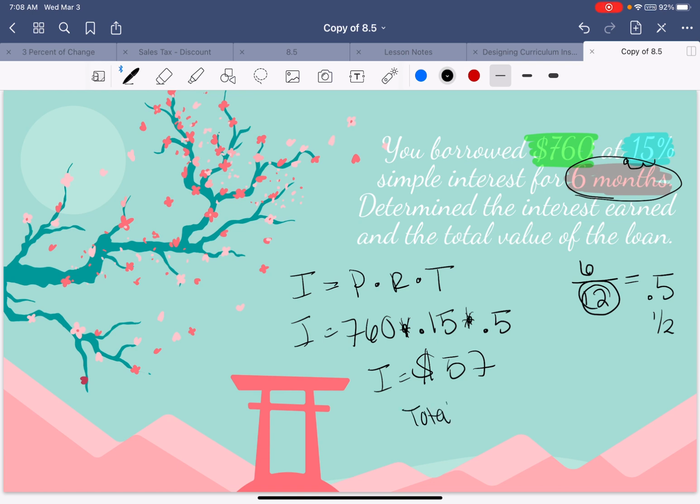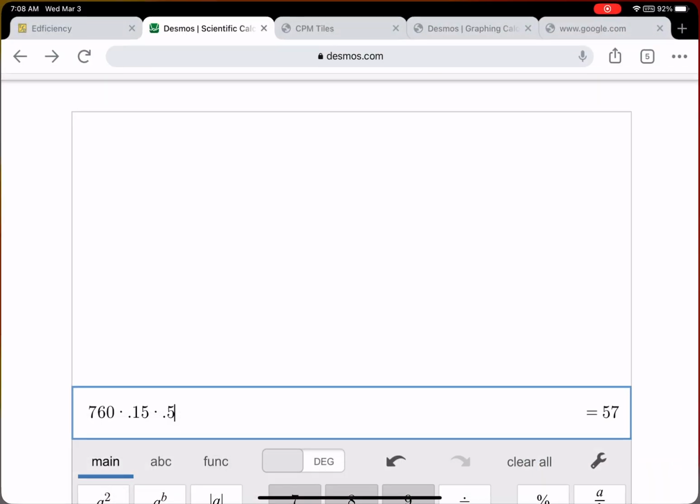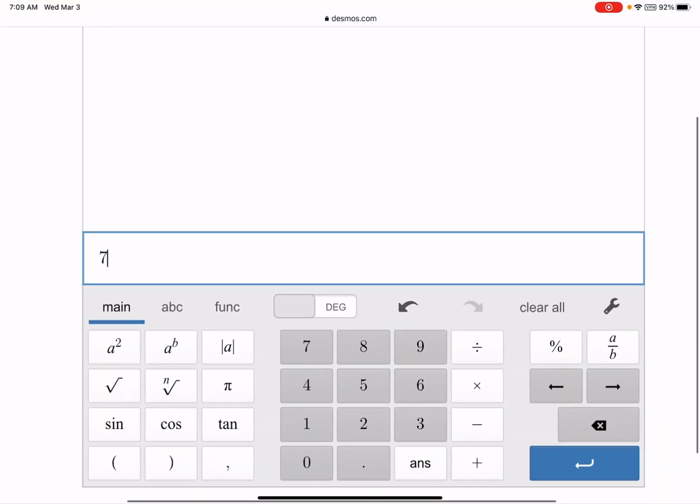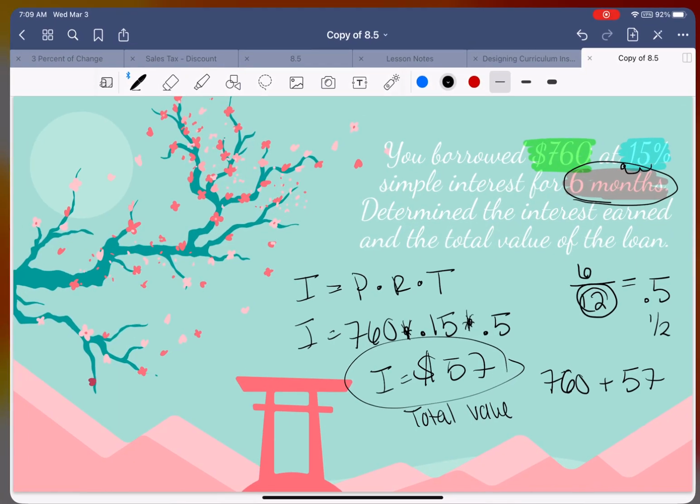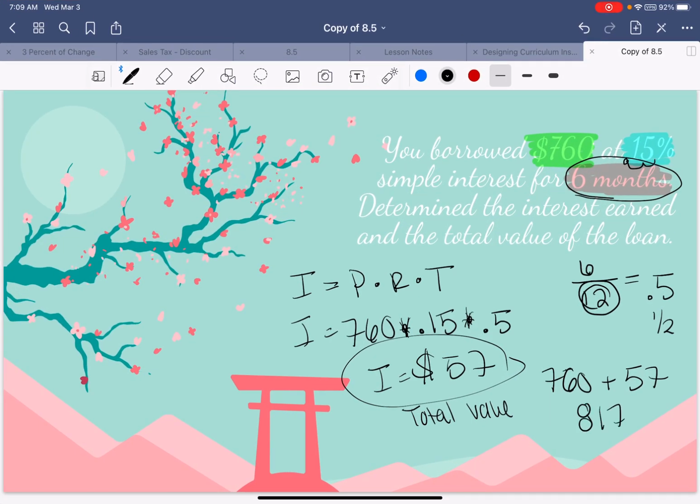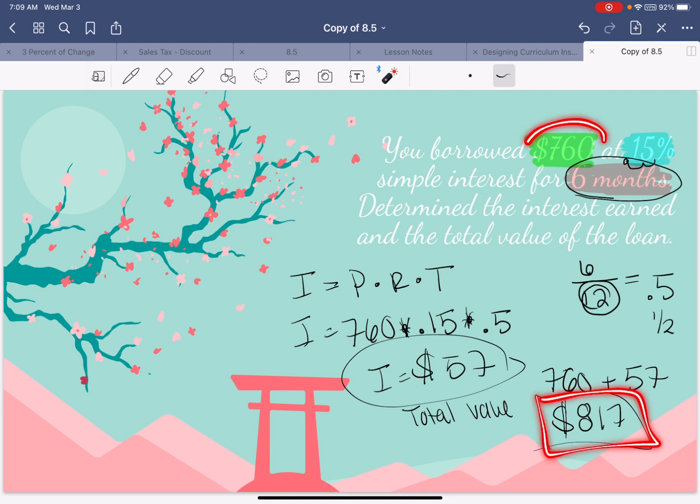So to find the total value, we are just going to do the amount we initially borrowed, $760, plus the $57 in interest that they now want, okay? And we can just do that in Desmos. 760 plus the $57, we get $817. So this is now how much I owe. 6 months has passed, and so now I owe $817 and not the original $760, right? Because they said for every year that goes by, we want 15%.